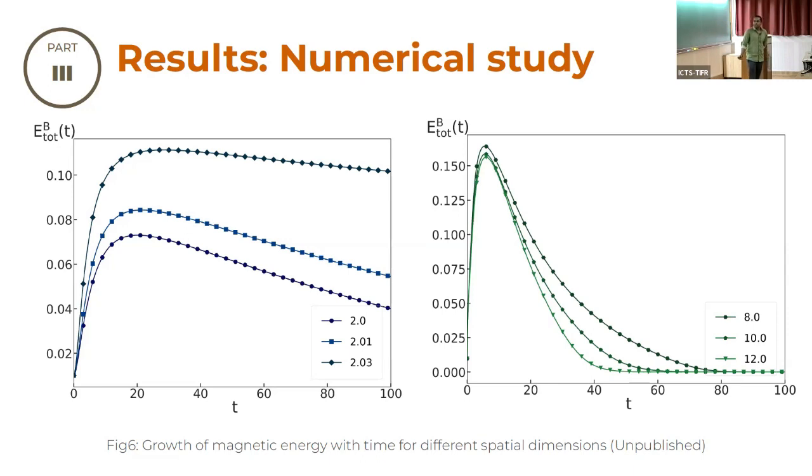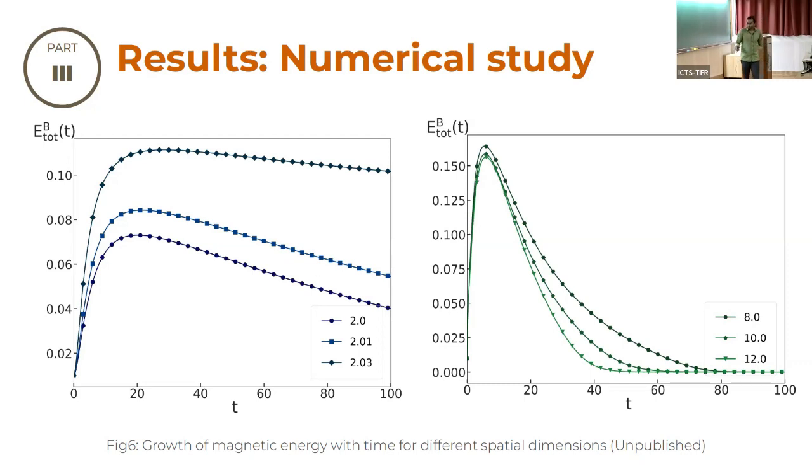This is in conjunction with the fact that the inverse cascade in the EDQNM model persists up to a critical dimension, which is around 2.03, stated in papers by Frisch and others. Similarly, on the other hand, as we go to higher dimensions, you see the dynamo effect again fades away.